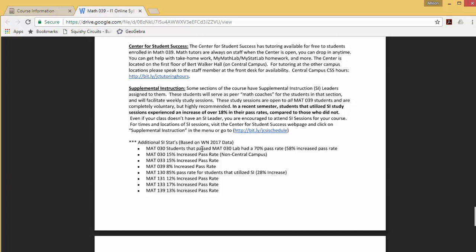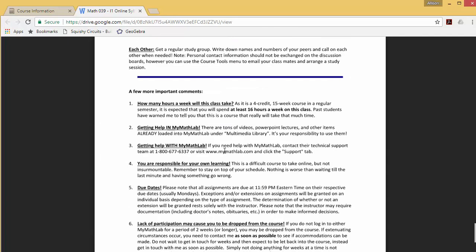I really want to emphasize this because we have some really good data from the winter to say that it increases your pass rate in Math 0-9 by 8%, which is a pretty significant increase based on students who don't take advantage of this program. A few last notes here.